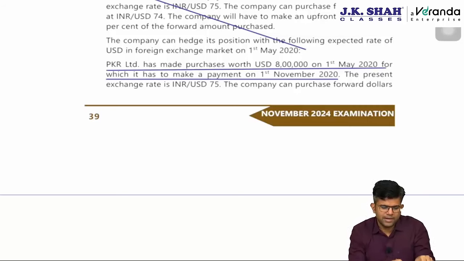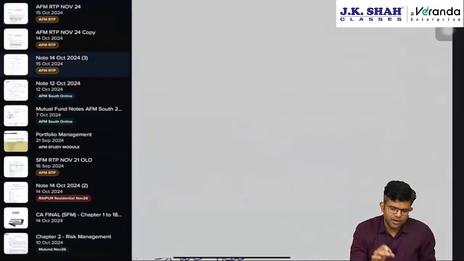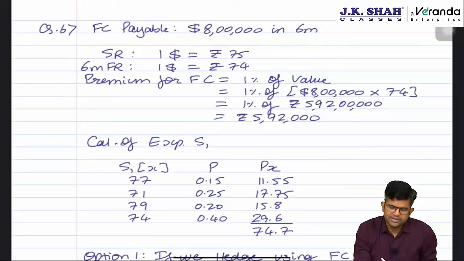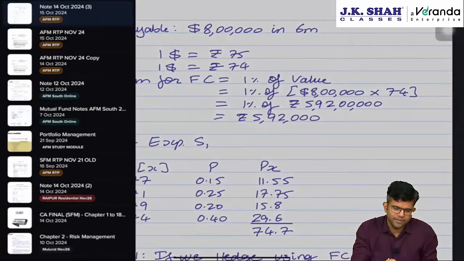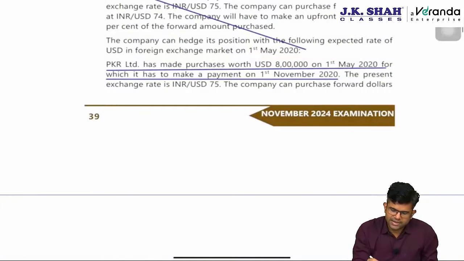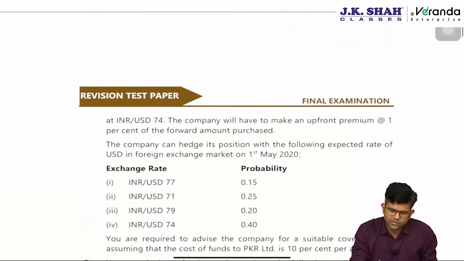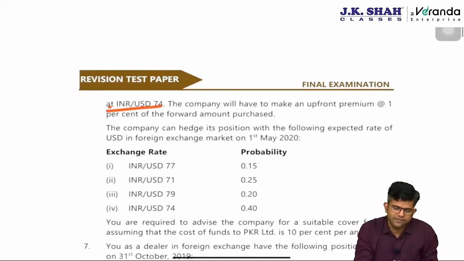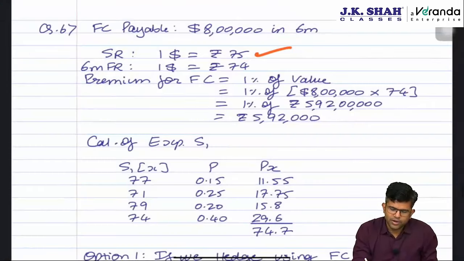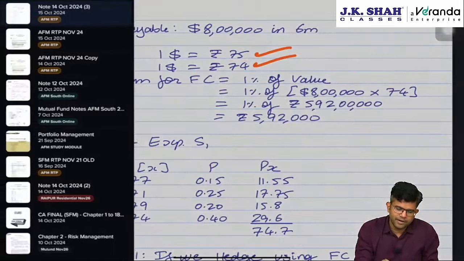So do you people understand that for us, foreign currency payable is $8 lakh in 6 months, from 1st May to 1st November. Next they are saying the present exchange rate, that is spot rate, is $1 equal to rupees 75 and the forward rate is $1 equal to rupees 74, right? Spot rate and 6-month forward rate.